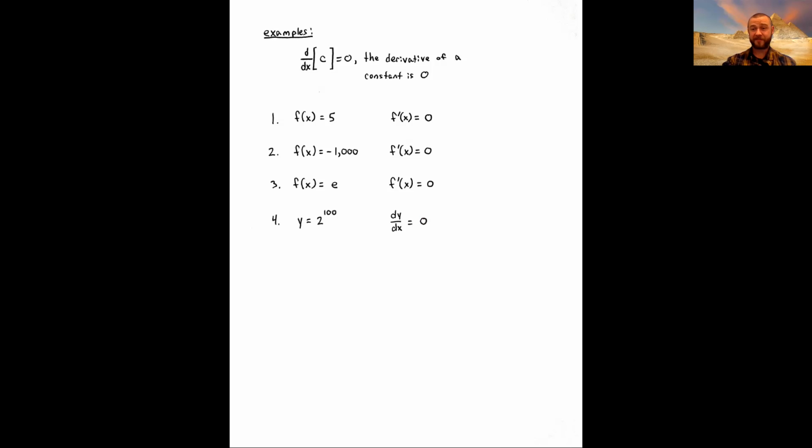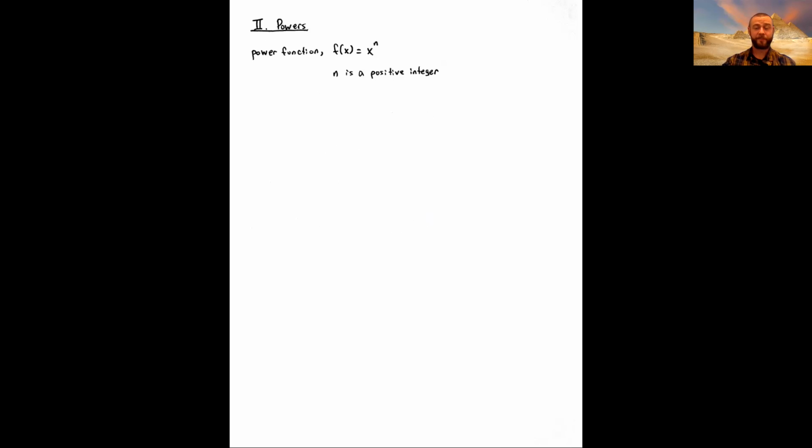Okay, so that's really it for part 1. Constant functions, their derivative is always 0. So we can move on to the next part, part 2, powers of x. And this is where it gets a little more algebraically intense, but still manageable.